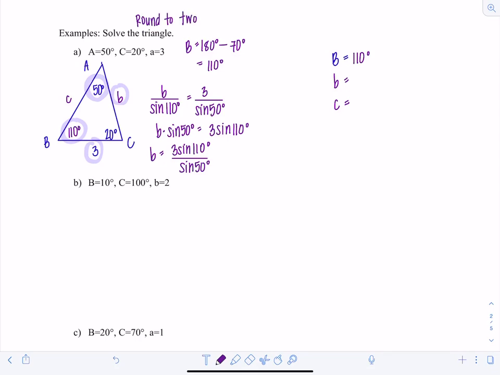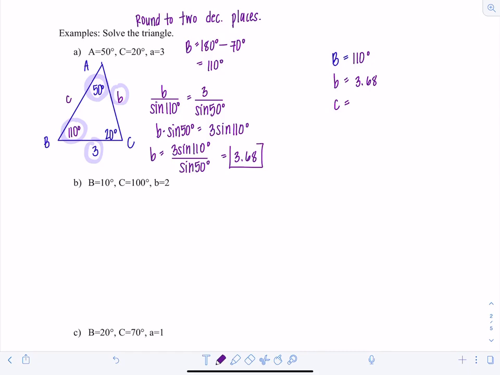Make sure you follow the directions in the textbook or on an exam as far as rounding. And this comes out to 3.68. So here, B is 3.68. So that's done. Now, how would I go find C?